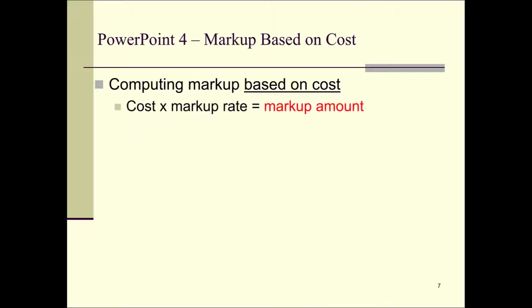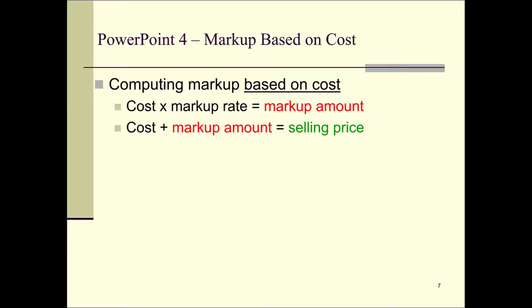So if you take the cost of an item times the markup rate, that gives you the markup amount. And then to calculate the selling price, you simply take the cost and add the markup amount. And that gives you the selling price.